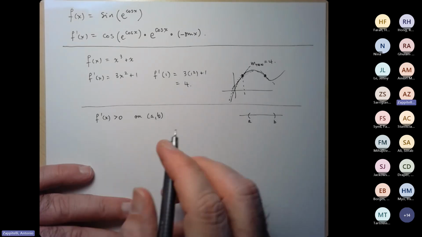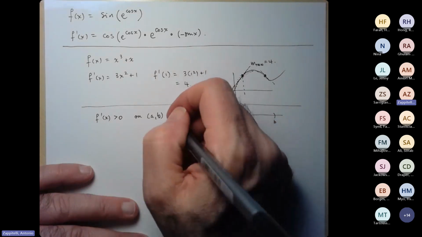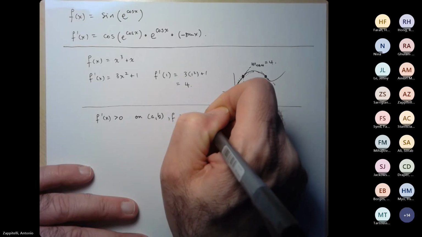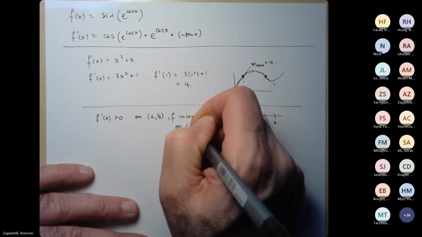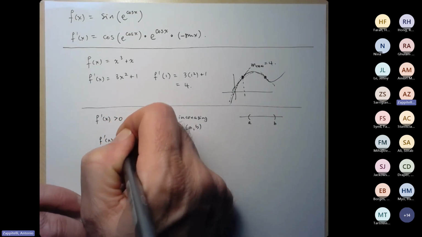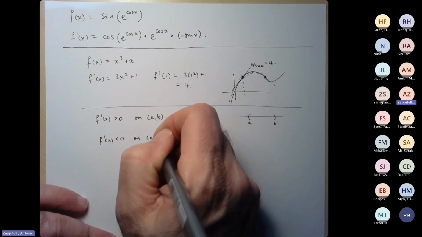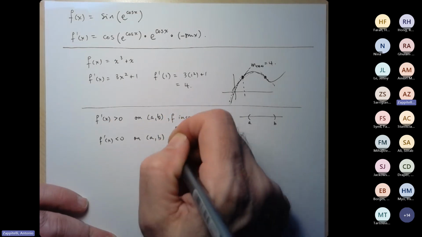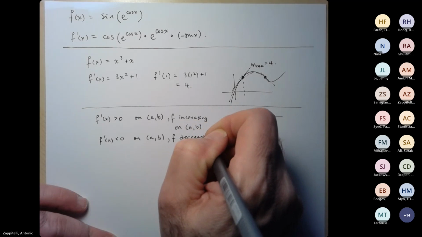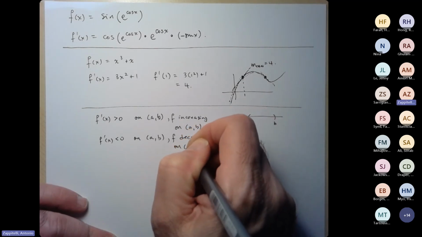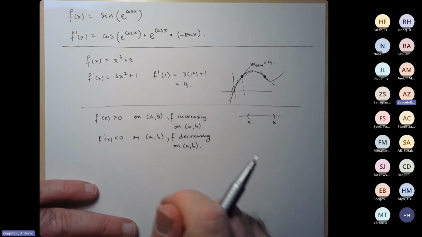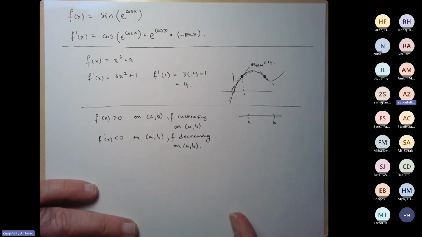Okay. So if it's positive, that means f is increasing on this interval. And if f prime at x is negative, that means f is decreasing on that interval. Okay. So there you go. Derivative, check, gives us increasing or decreasing.